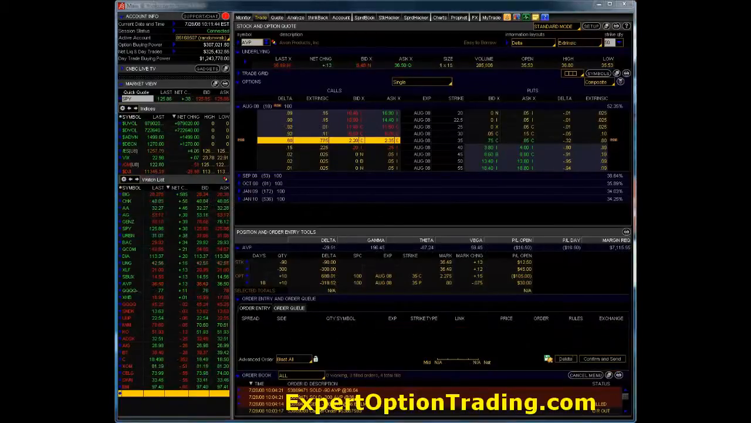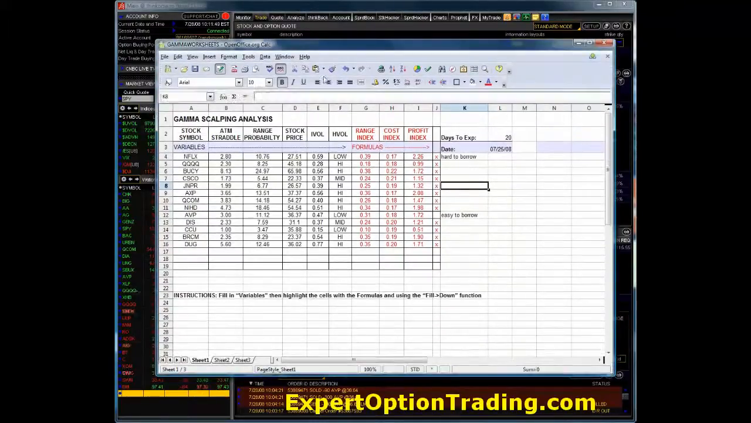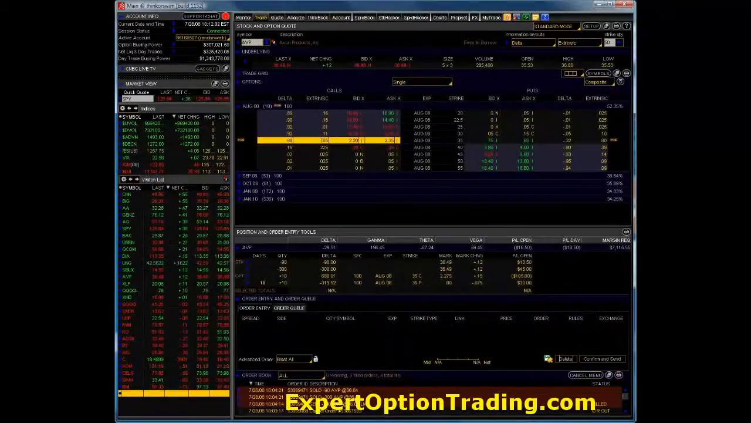What I want to do is show you how we enter these positions into our worksheet to keep track of our position. We're going to go over to sheet 2. We have to enter the information. We got 10 contracts. We have to enter the straddle price. We've got the straddle price at $3.15.